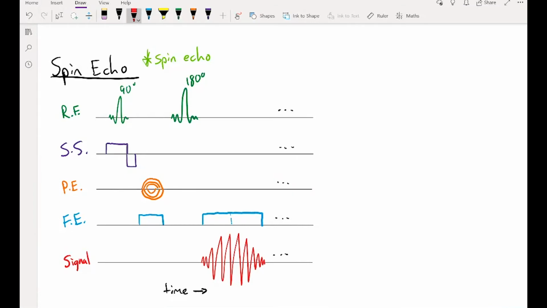Couple things to note here. A big benefit of spin echo sequences is that we are now measuring T2, not T2 star.